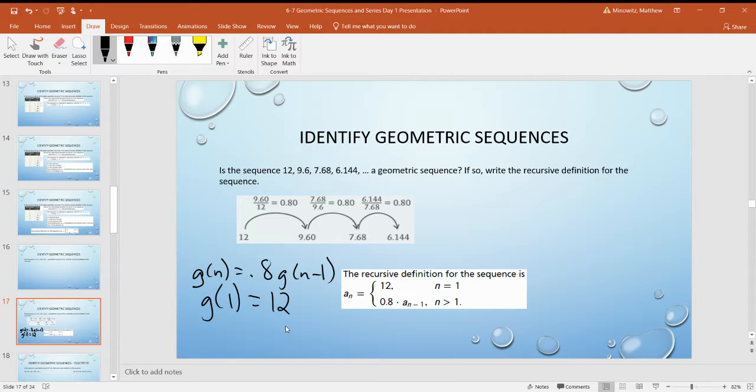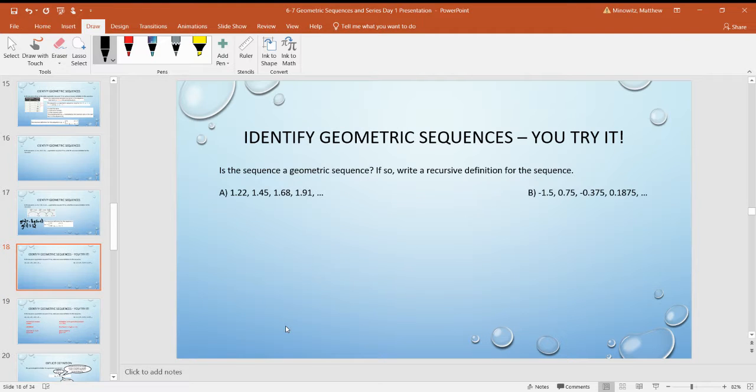Now it's your turn to try a few. So you got two sequences here. Tell yourself, is it geometric? If it is, write a recursive definition. Pause the video, try it out. When you're ready, we will continue looking. Okay, so you tried it out. Let's see how you did.